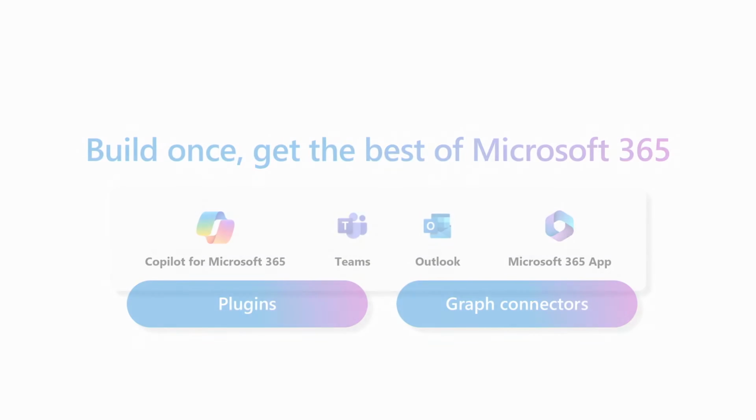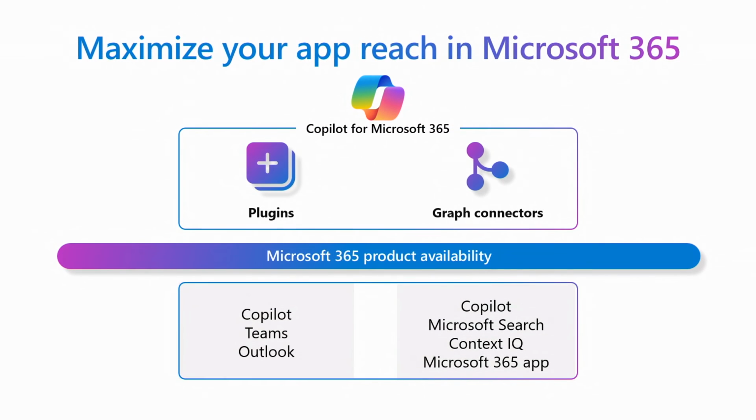And those same integrations are also available outside of Copilot in experiences throughout Microsoft 365 that hundreds of millions of people already use for their daily work. If you build a message extension-based plugin, that experience can show up inside of Teams chats and channels, as we saw, also inside of Outlook messages and link unfurling. If you build a graph connector that enriches search results in Microsoft Search and Context IQ and content experiences throughout the Microsoft 365 app. So even users who are outside of Copilot today can experience those same integrations.